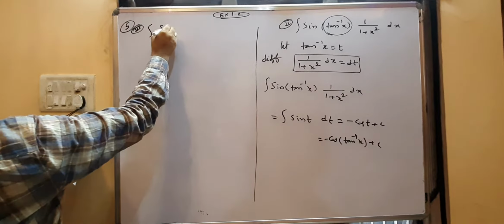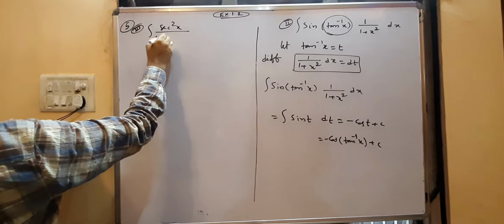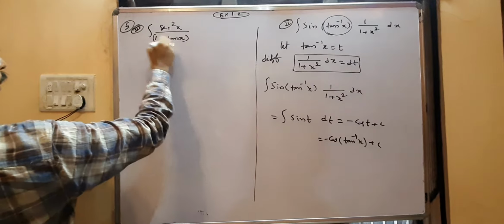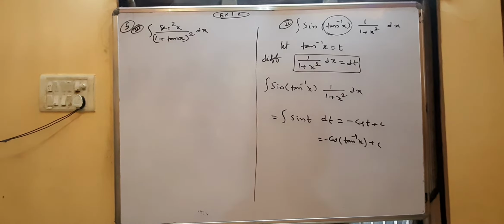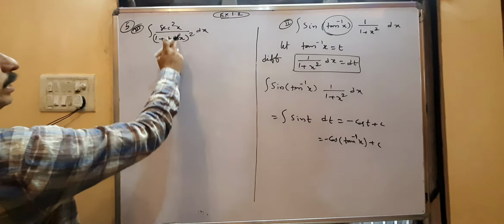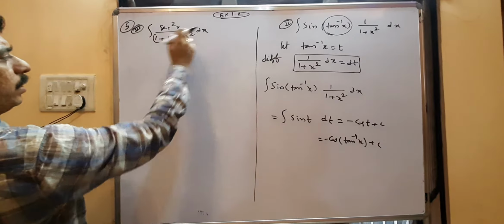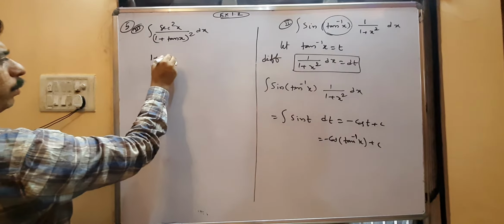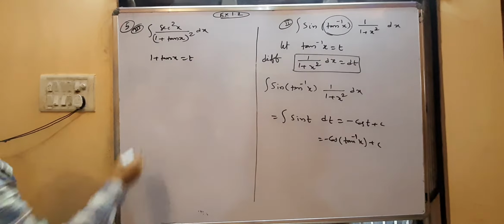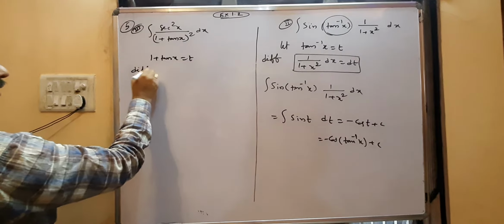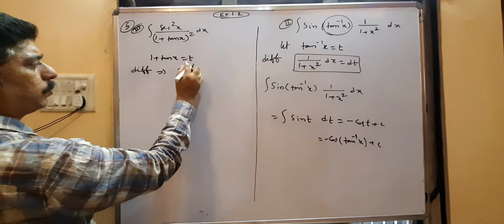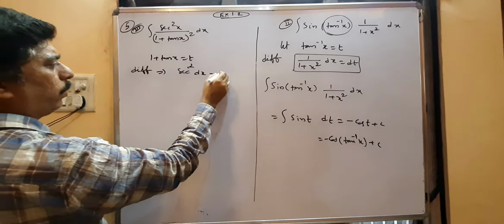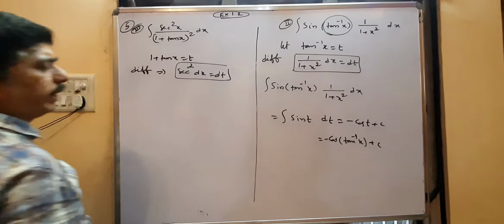Integral of secant square x by (1 plus tan x) whole square dx. So you can take 1 plus tan x. Derivative of 1 plus tan x is what? Secant square x. It is there in the numerator. So take 1 plus tan x equal to t. You have to differentiate it. Derivative of 1 is 0, derivative of tan x is secant square x dx equal to dt. Secant square x dx equal to dt.